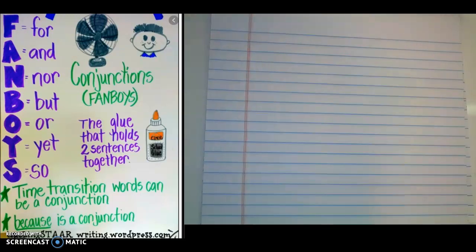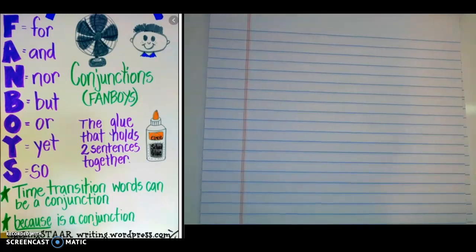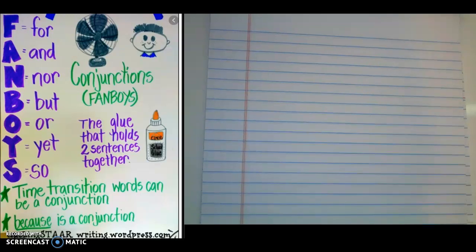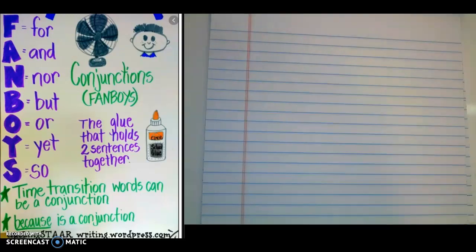And you'll see to the left here, I have an anchor chart. This anchor chart has some visuals to help you understand what fanboys are. So there's a picture of a fan and a boy, because obviously fanboys. But fanboys is an acronym, and the acronym helps you to remember what the conjunctions are. So the conjunctions are for, and, nor, but, or, yet, and so.